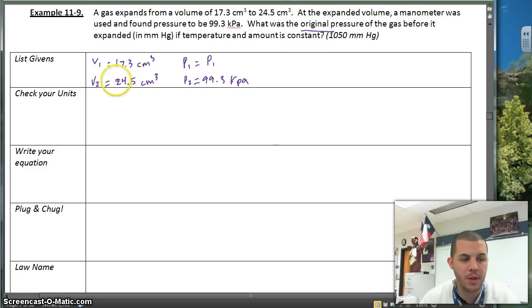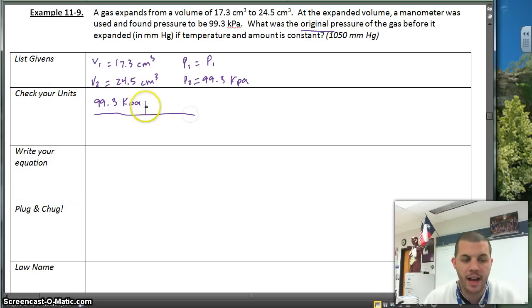Okay, next we want to check our units. Now, it's okay for volume to be in cubic centimeters. We know that we have to change temperature to Kelvin, but we're not dealing with temperature here. It does tell me, however, that I want my pressure in millimeters of mercury. So I need to convert kPa to millimeters of mercury. So we're going to do 99.3 kPa.